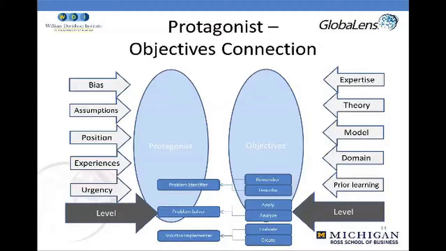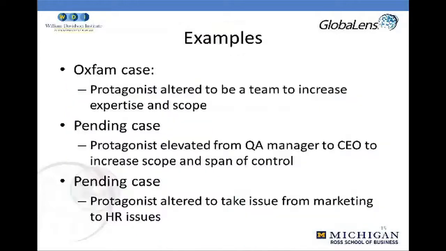So as you're thinking about your case study and what kind of objectives you want the students to be able to meet, take a look and make sure that those things are appropriate to the level of the protagonist you've selected. If you find that they're really not aligning, you may have to either alter your objectives to be appropriate to the protagonist, or you may need to alter the level of the protagonist and fictionalize that element of the case study so that you get the appropriate discussion that you need in the classroom.